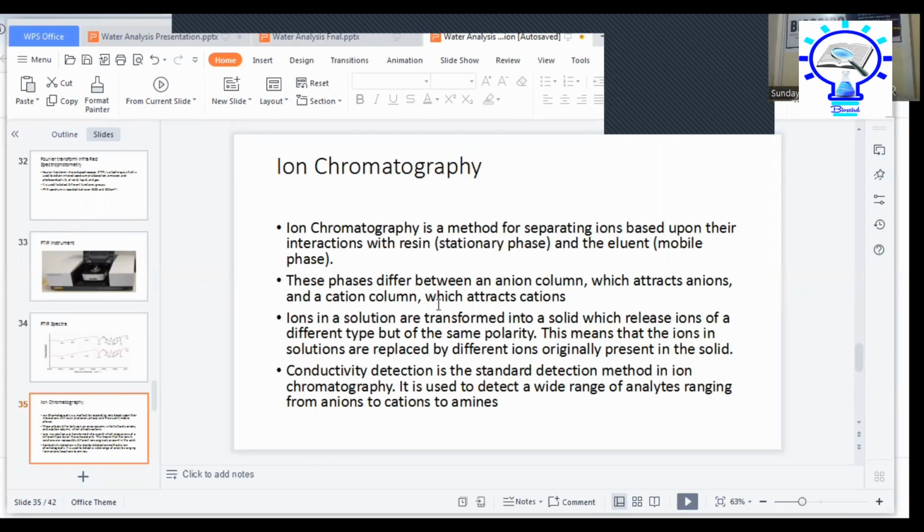So this is the protocol of ion chromatography. Okay, you can see this red triangle signifying calcium ions. You can see this yellow, okay, representing sodium.